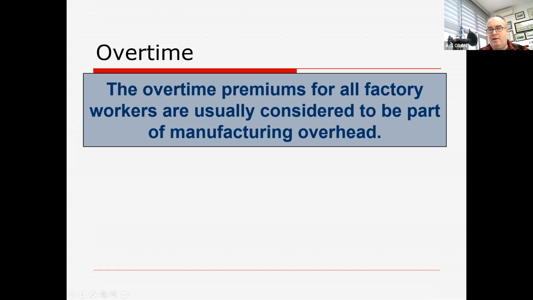But you have to be careful about this. If it's just a regular order which we weren't able to produce during regular hours, you should not be punishing that particular product.